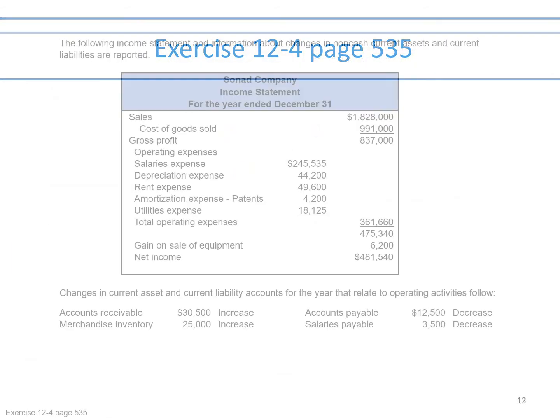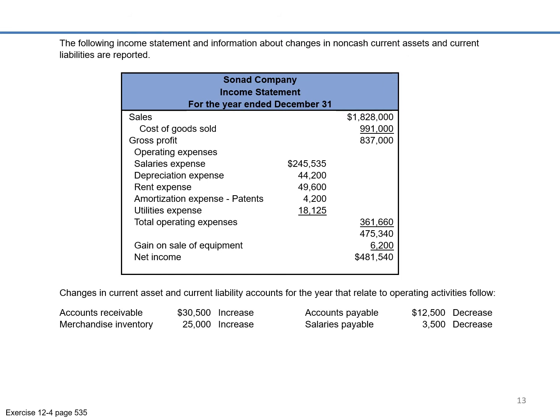Exercise 12.4. All right, so the following income statement and information about changes in non-cash current assets and current liabilities are reported. And then they give us what looks like an income statement. They want us to prepare the cash flow from operating activities using the indirect method again, but we have some different information here.